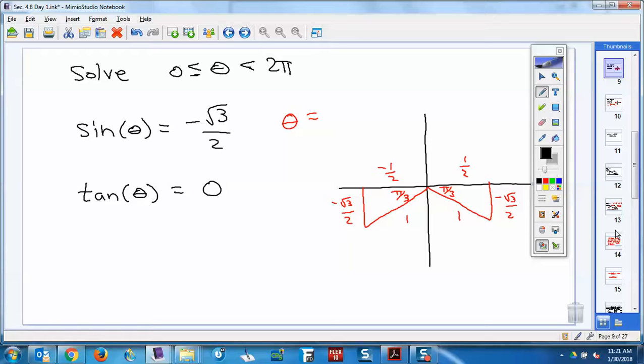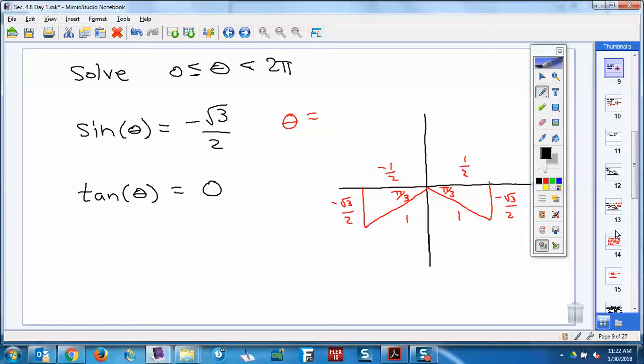Also, I recognize that's one of my special values. That's one of my 30-60 situations. So where is sine, the y, negative? Well, it's going to be down here and down here. And sine is the y, so negative root 3 over 2 and negative root 3 over 2. Right away that tells me that's a 60-degree reference, because that's across from the negative root 3 over 2. And then I just got to count: 3 pi-thirds, 4 pi-thirds, and then 5 pi-thirds, and then around here would be 6 pi-thirds. So that's 4 pi-thirds, 5 pi-thirds.